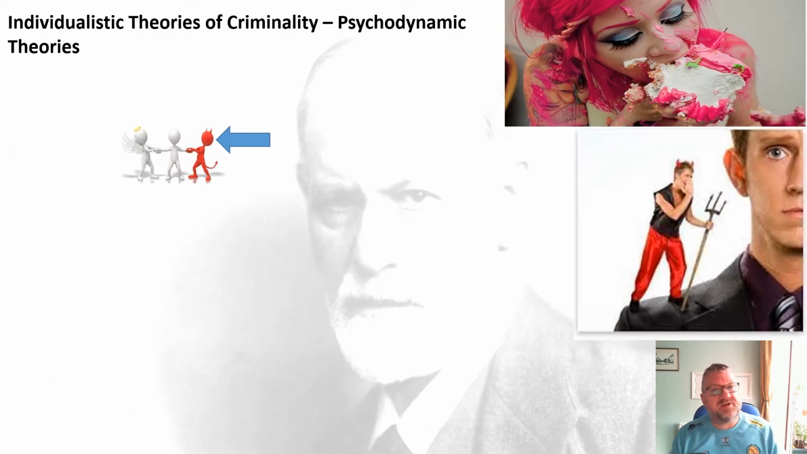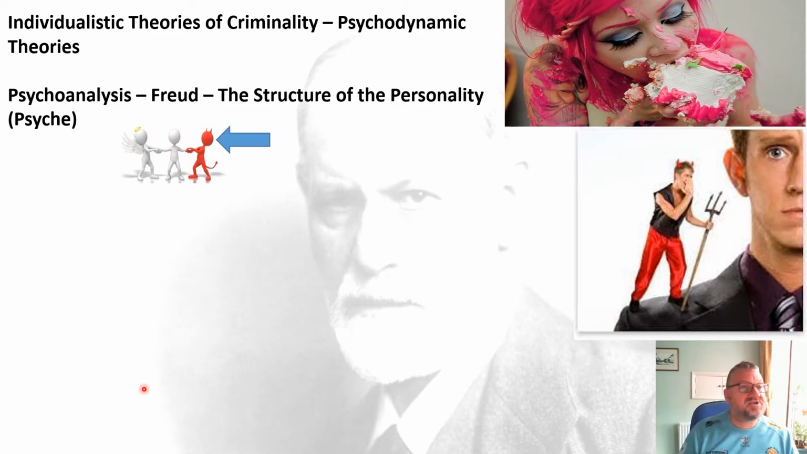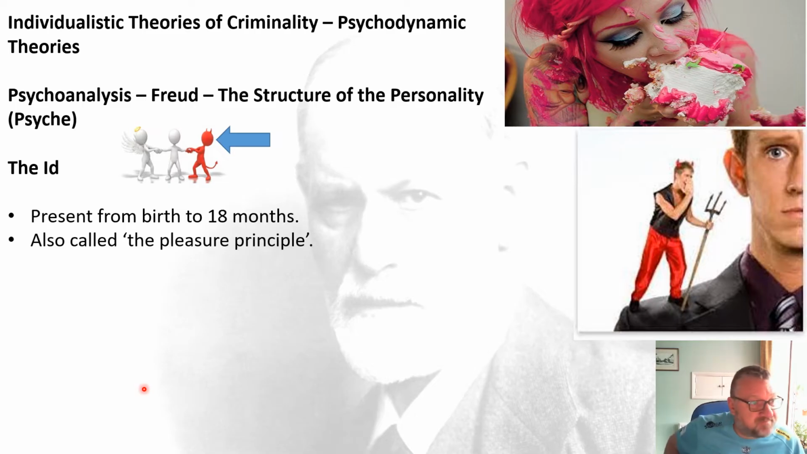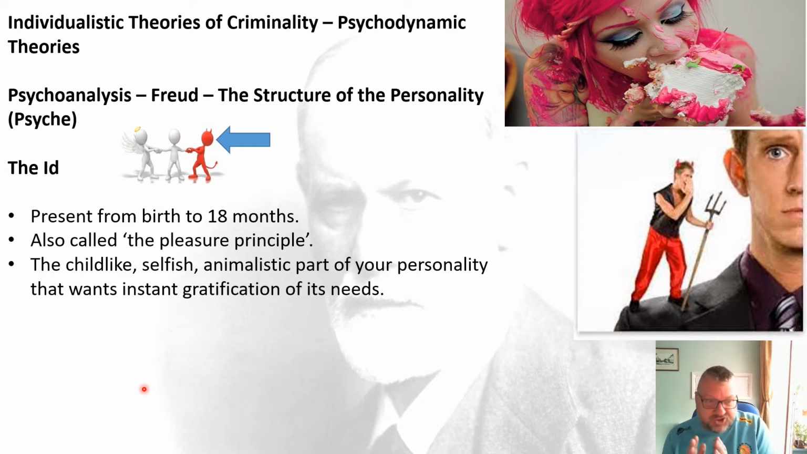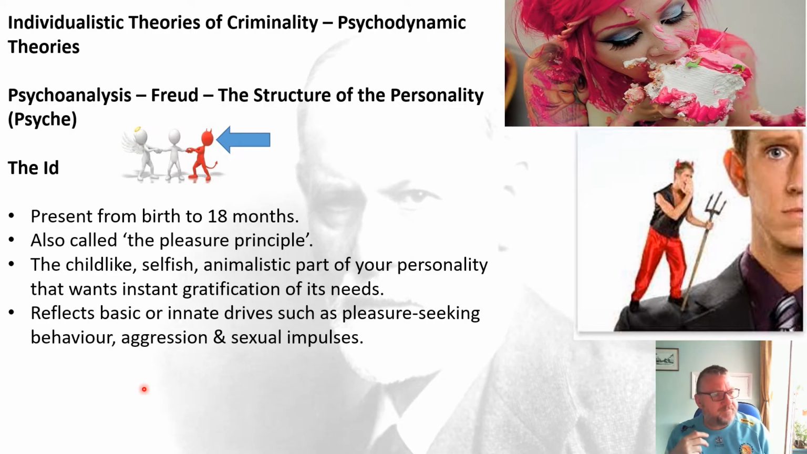So let's have a look at these in more detail. Let's start with the id. Now, the id is present from birth up to 18 months. Freud called it the pleasure principle, and it's that childlike, selfish, animalistic part of your personality that wants instant gratification of its needs. It's that rather unpleasant part of you that you wouldn't want people to know about yourself. It's that animalistic bit inside you.